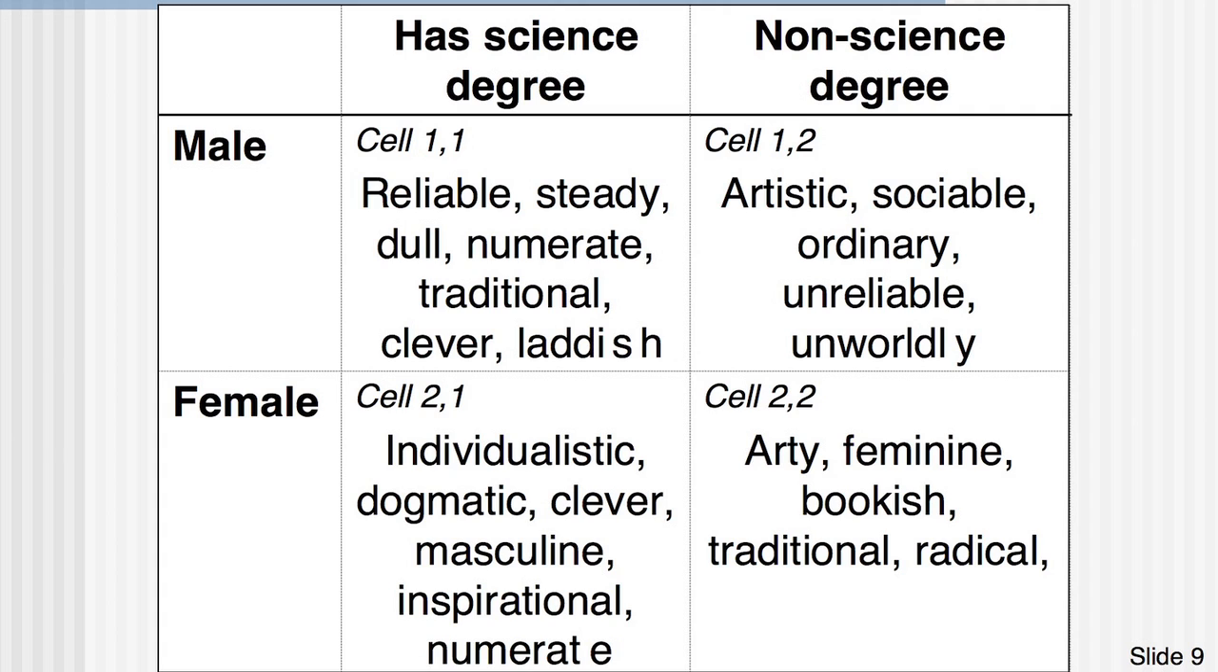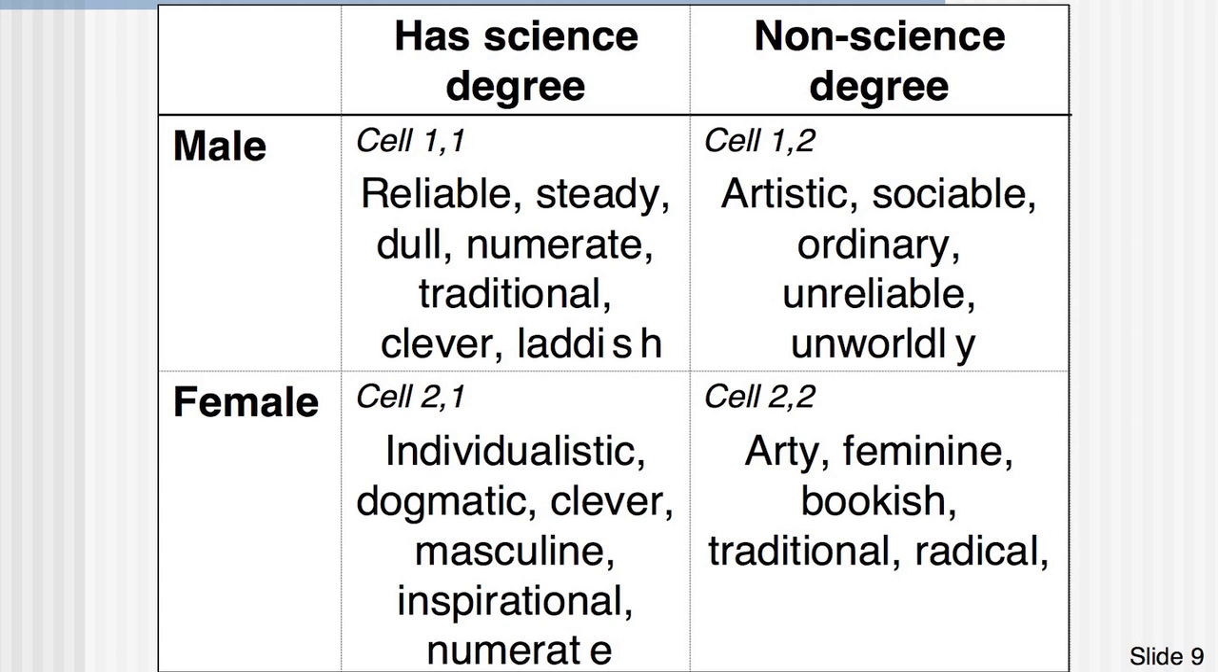So what you can see from this very quickly is that a science degree has a certain perception, whether it's male or female. These are kind of clever, appears twice, numerate, numerate appears there again. So whether it's male or female, it's the same view. You might say, actually, I'll make this up, so this is probably my conception of what it means by anybody else's. But whereas non-science, it's seen as artistic and arty and so on for both male and female.